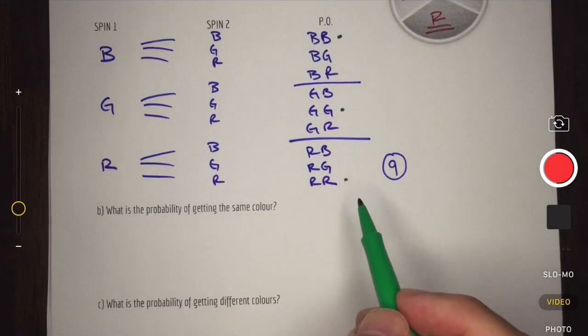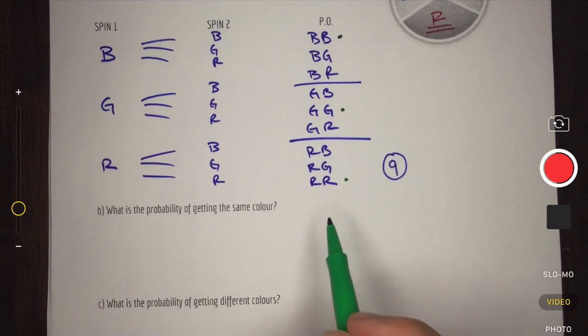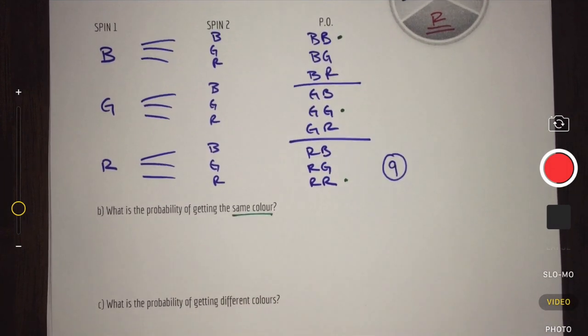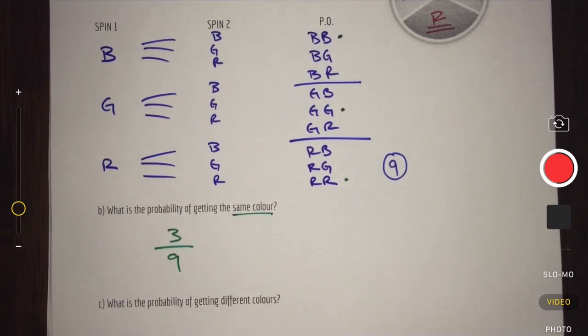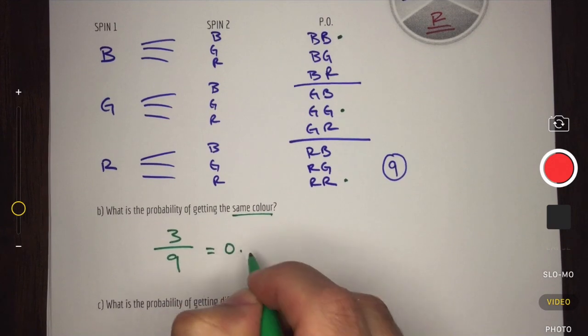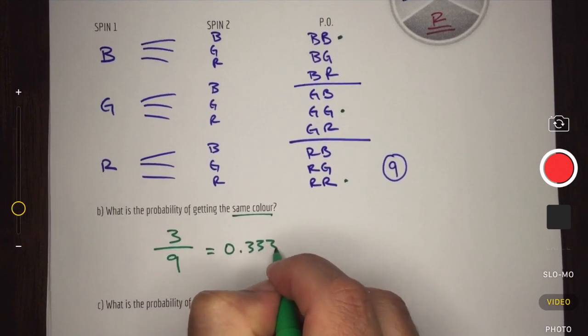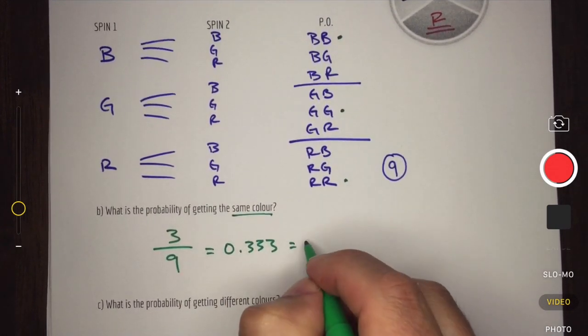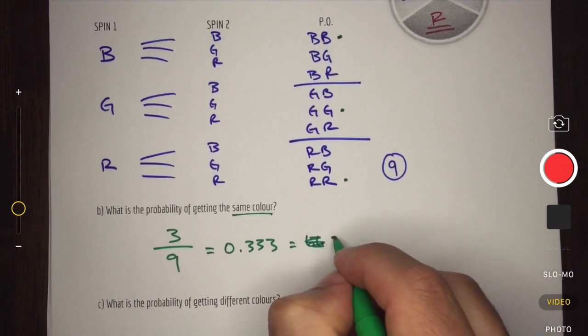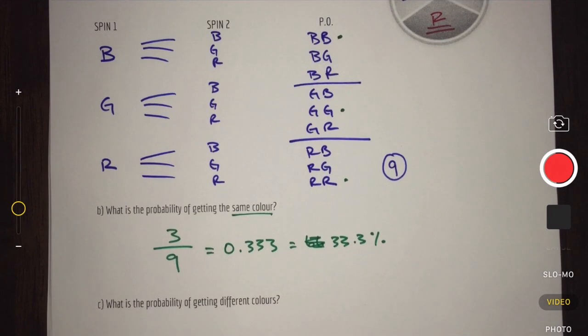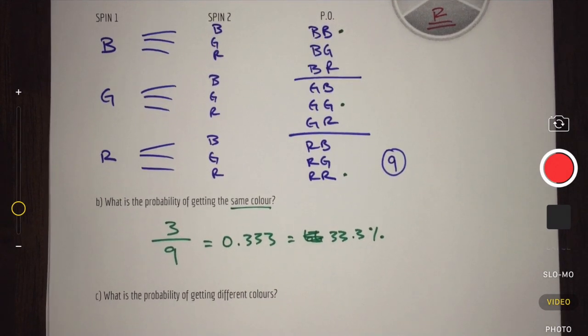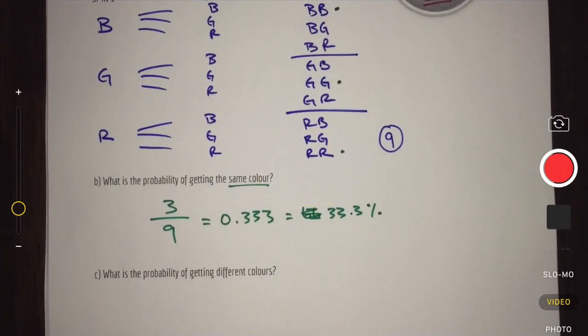So the number of possible outcomes that I have of getting the same color in 2 spins is going to be 3 out of 9, which when I turn into a decimal and round to 3 decimal places is going to be 0.333, which is going to give me a percentage of 33.3%.